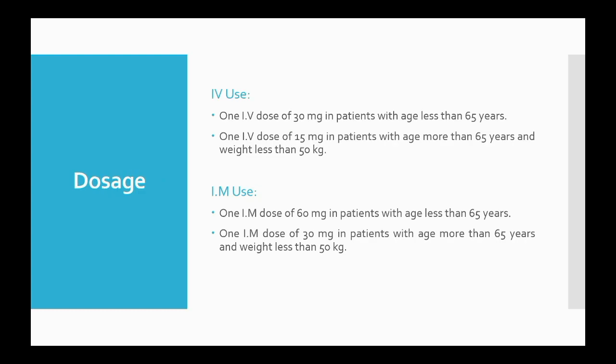Regarding the dosage, we can use ketorolac through the IV route or through the intramuscular route. Through the intravenous route, one IV dose of 30 mg in patients with age less than 65 years, and one IV dose of 15 mg in patients with age more than 65 years and weight less than 50 kg. Through intramuscular use, 1 IM dose of 60 mg in patients with age less than 65 years must be used, and in patients with age more than 65 years and weight less than 50 kg, 1 dose of 30 mg must be used.